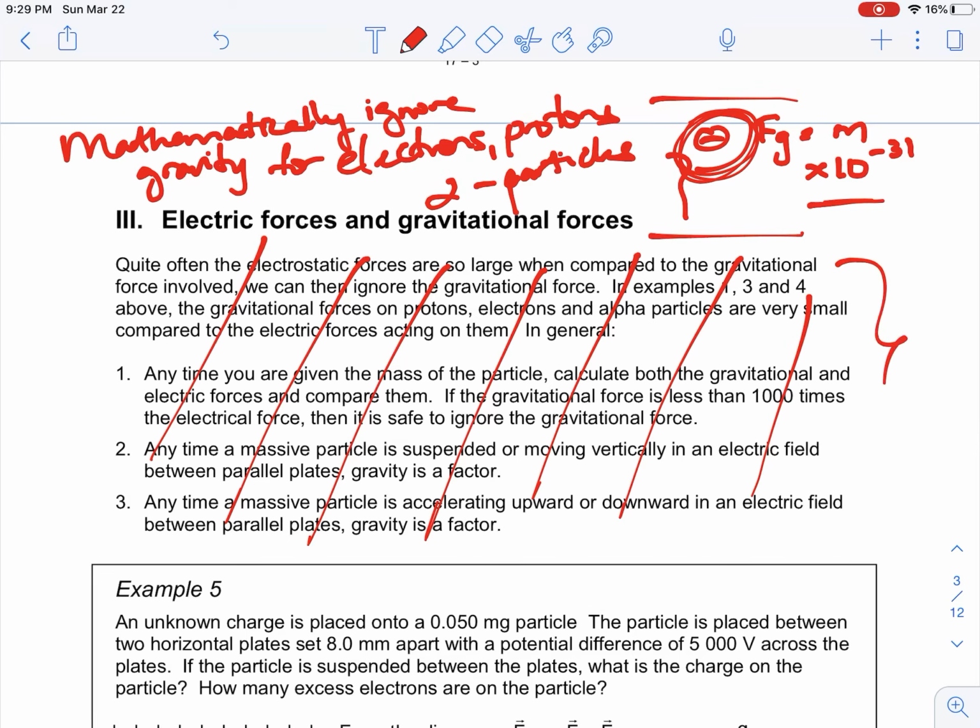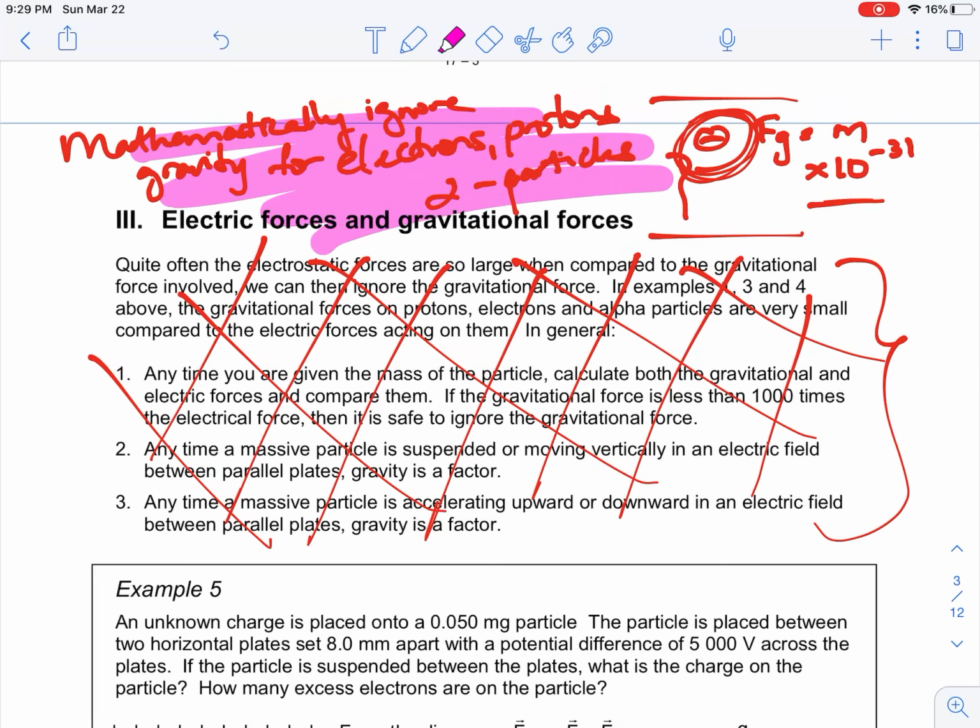So this part is saying if your electrostatic force is 1,000 times more than your gravitational force, you can ignore it. Laura has since said you do not have to do all these calculations to see if it's 1,000 times more, that 100% of the time in the province of Alberta, we will ignore mathematically the force of gravity for electrons, protons, and alpha particles. And for every other mass, we will include it.